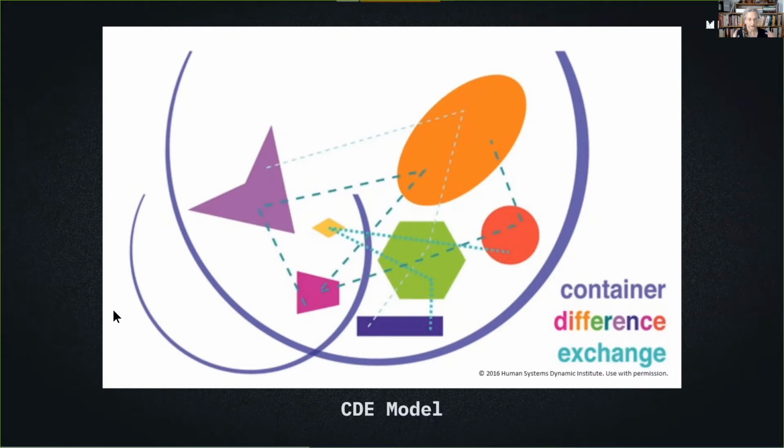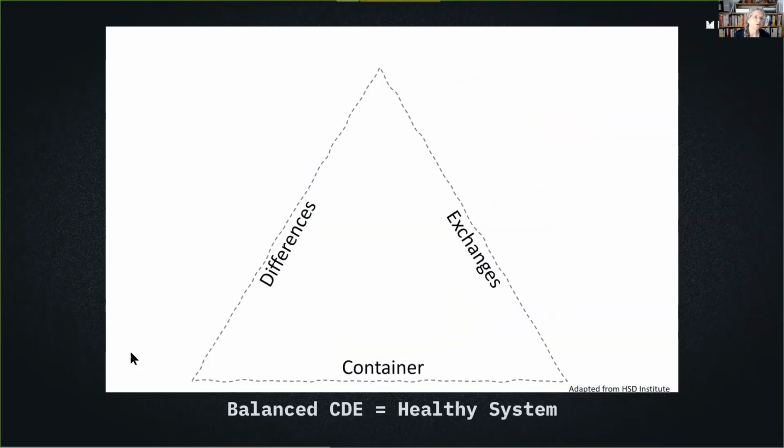For this context, we're simply going to say a constraint means that the container, the differences, and the exchanges can all be too much or too little, too big or too small, too tight, too loose, too many, too few. So too big, too little is the highest level way of thinking about it. And so what we're looking for as we're thinking about the C and the D and the E is we're trying to find a healthy balance between the container, the differences, and the exchanges.